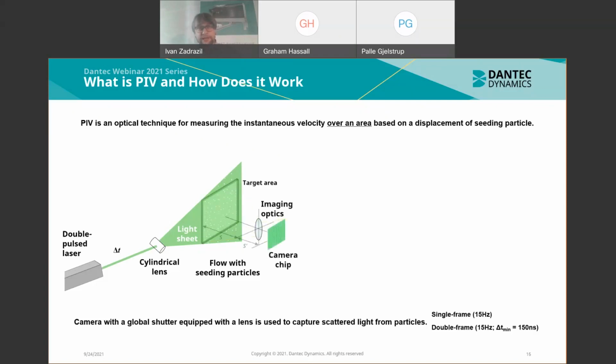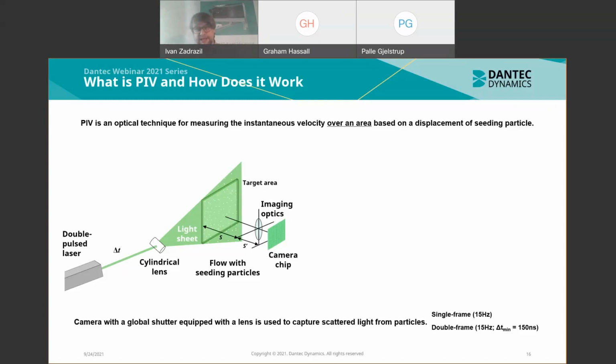So we have illuminated the particles, but then we need to actually collect the light from the particles. So we use a camera with a global shutter. This camera is equipped with a lens, and it's used to capture the scattered light from particles. There are two different modes in which we can operate. One is single frame, for example a 15 Hertz camera, where we collect standard frames which are separated by 1/15 of a second.